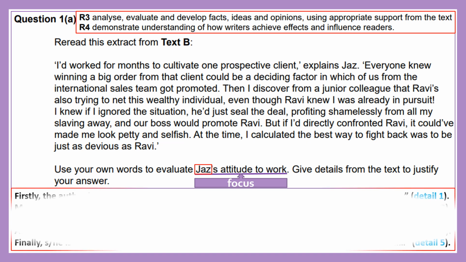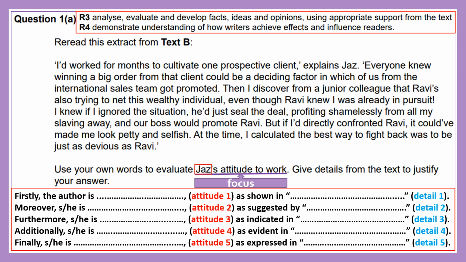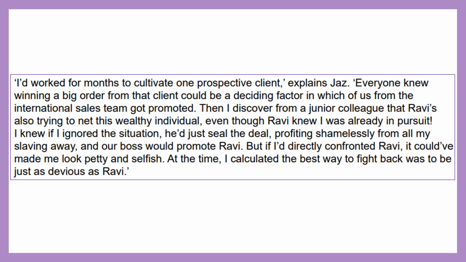The response should include references to at least 5 attitudes, each supported by evidence based on the focus of the question. Read the text to annotate the relevant details, number them, and identify the attitude expressed so that it fits the required structure.